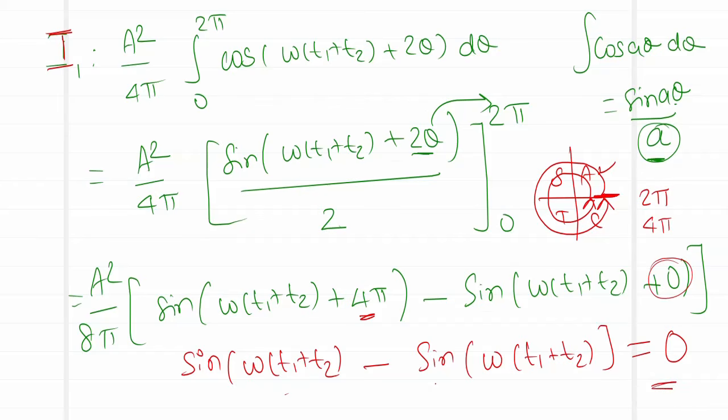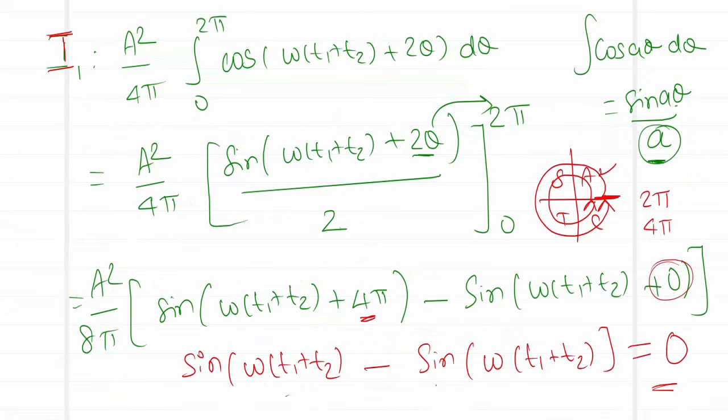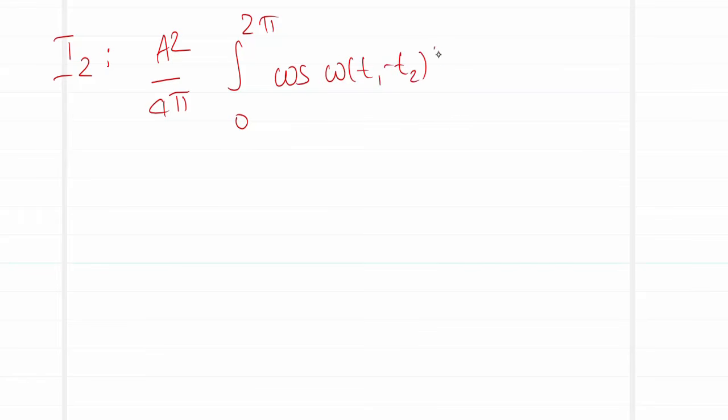Now we have the second part over here to concentrate on. So what is going to be my I2? We will move on with I2. I2 is A square divided by 4 pi, integral from 0 to 2 pi cos of (omega T1 minus T2) into d theta. Now we notice that the integration has to be carried out with respect to which variable? Theta. But when we look into the function inside this integration, do we find any theta here? No. Inside the integration, I don't have any theta at all.